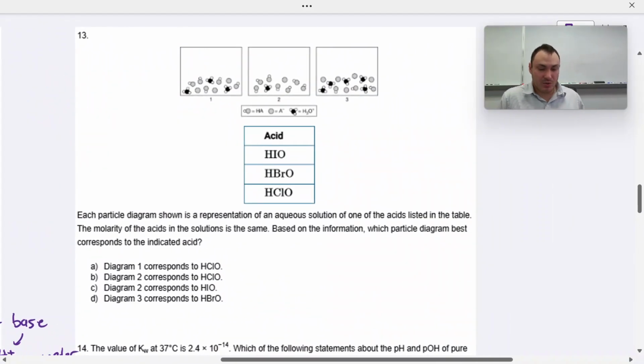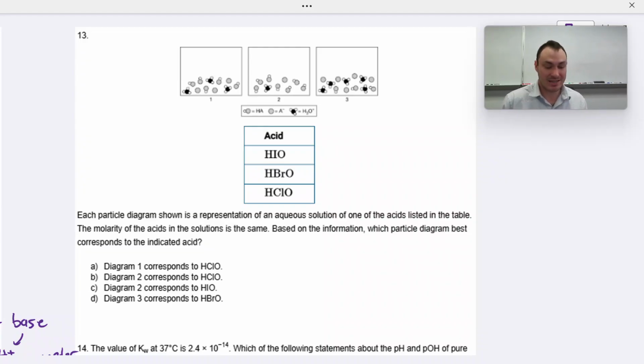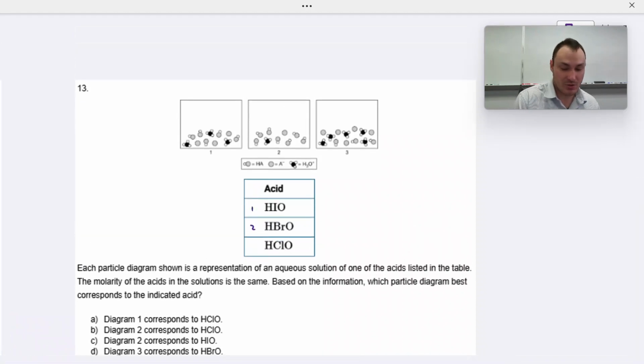Each particle diagram shown is a representation of an aqueous solution of one of the acids listed in the table. The molarity of the acids in the solutions is the same. Based on the information, which particle diagram best corresponds to the indicated acid? All right, so we have to match up these 3 acids, 1, 2, and 3, with these 3 solutions. We're given that each one is the same molarity. The difference is these acids, which are all weak acids, by the way, are going to ionize into a different amount of H3O+. So basically, we're just asked to rank the strength. This one is going to be the strongest.